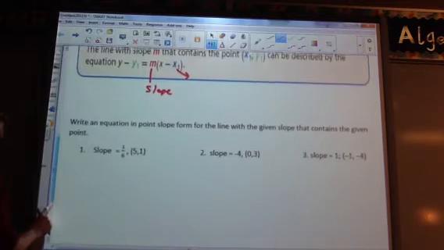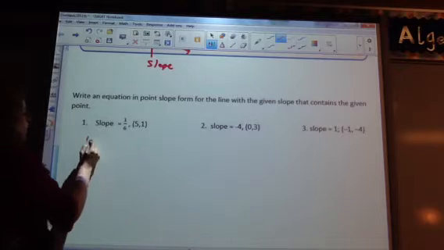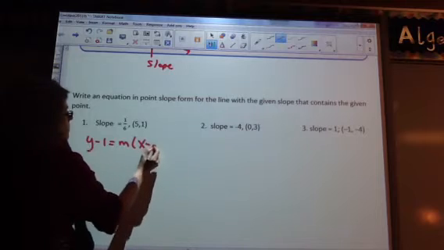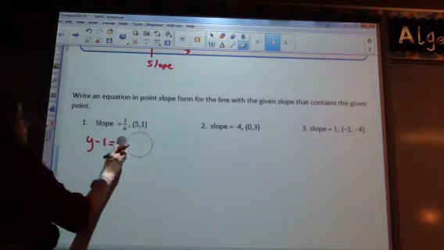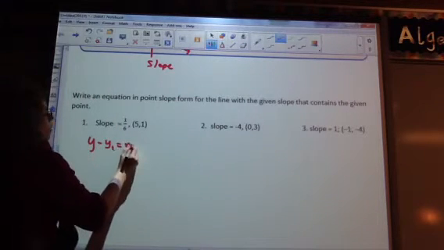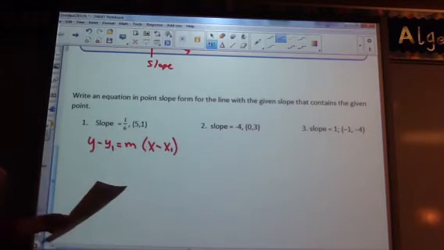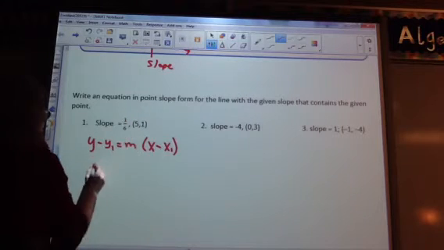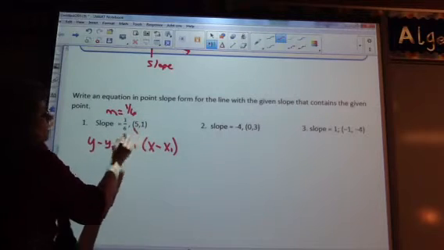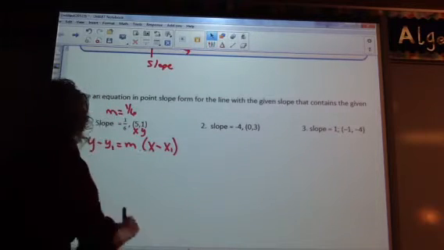Alright, so let's apply this. Okay, so we're going to write these equations in point slope form. So let's write our formula. It is y minus your y subscript 1 equals your slope, x minus your x subscript 1. Okay? So, what this means, guys, is m, our slope is 1/6, our x is our 5, and our y is our 1. So let's substitute in.